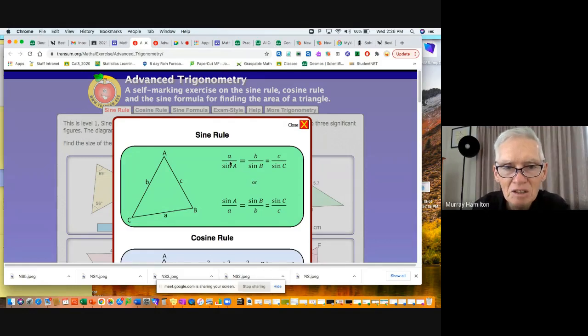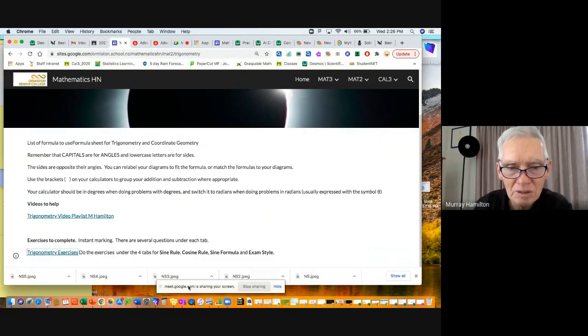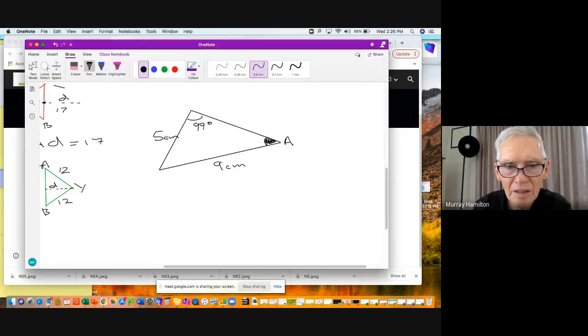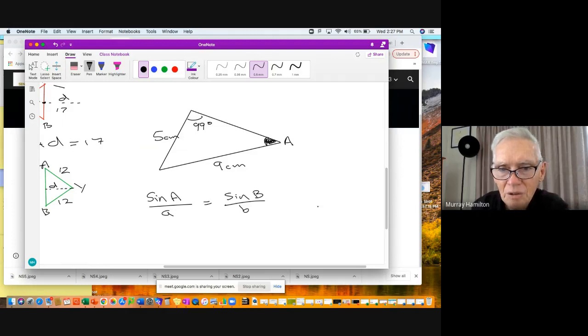So do I want the A over sine A, or do I want the sine A over A? That's what I want to know. Is it A over sine A, or is it sine A over A? Do I want this first one, sine A over A equals sine B over B, or do I want it the other way up? Someone voice an opinion. Anyone like to stab a guess?